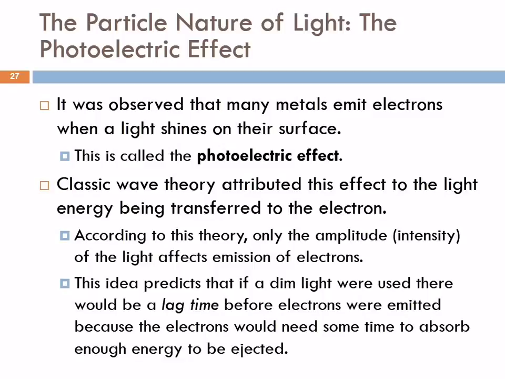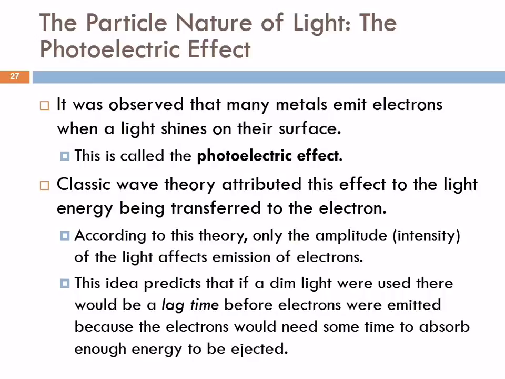So it was observed that you can shine light on a piece of metal and cause electrons to come off of the metal. This is called the photoelectric effect. And classic wave theory attributed this to the fact that the light energy was being transferred to the electron. If that were the case, then the theory predicts that only the amplitude or the intensity of the light would affect the emission of electrons. If you used brighter light, you should get more, and dimmer light, you should get less.